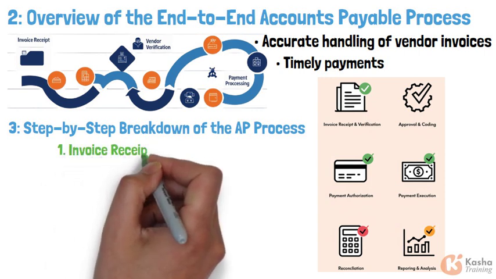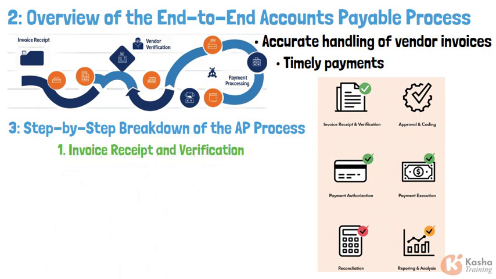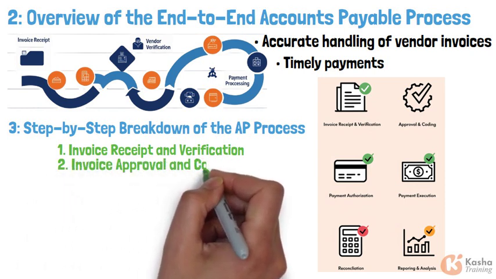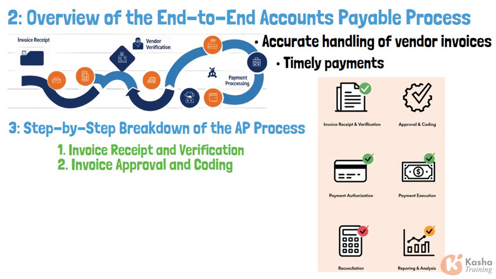1. Invoice receipt and verification. The process begins when invoices are received from vendors. Each invoice is verified against purchase orders and receiving reports to ensure accuracy in quantities and pricing. 2. Invoice approval and coding. After verification, invoices are routed for approval. Department heads or managers review them, ensuring they align with company policies before coding them to the appropriate expense accounts.